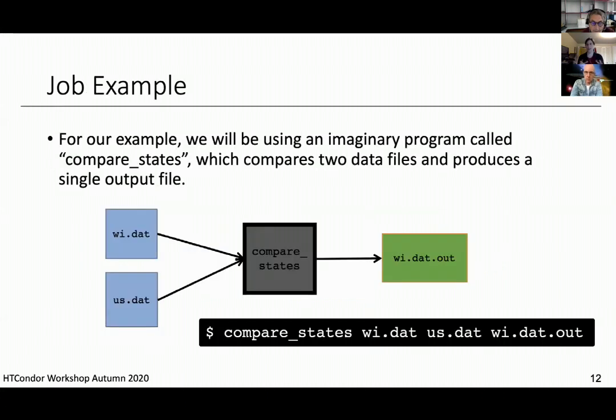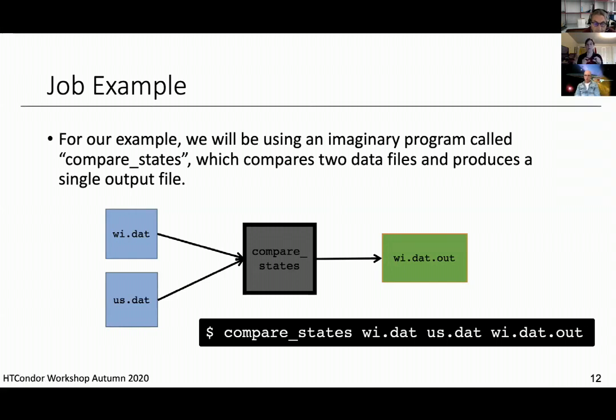Okay, so to make things a little more concrete, in the example slides that follow, we'll have an example submit file, and we're using this particular job example where we have an executable called compare states. It takes 2 input files, data about a single state from the US and data from the whole country, and then it produces an output file. And to run this program, you can see the command line invocation at the bottom there.